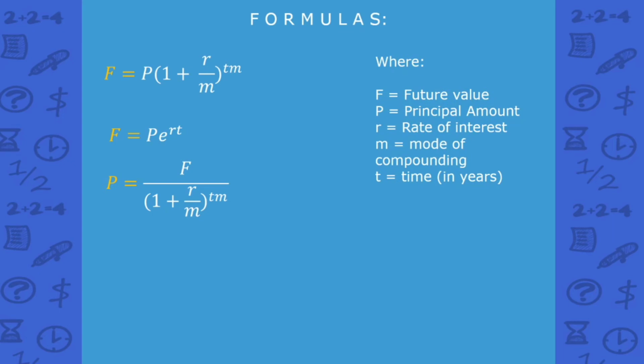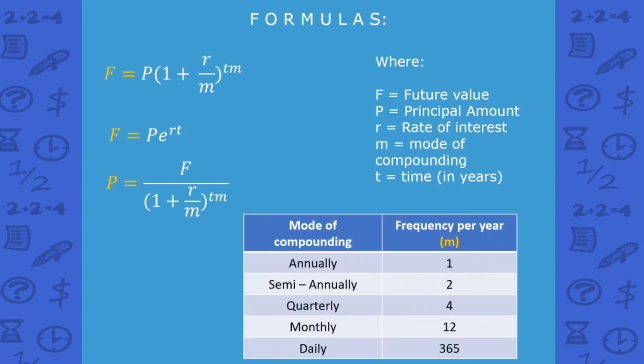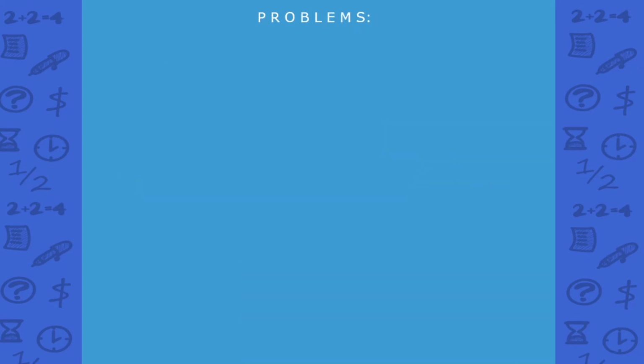So that is the definition of the symbols. F is future value, P principal amount, R rate of interest, M mode of compounding, and T time in years. This table shows the value of the mode of compounding and its frequency. For annually, we have the value of 1 for M, semi-annually 2, quarterly 4, monthly 12, and daily 365. So now that we have the formulas, we go to the problem.